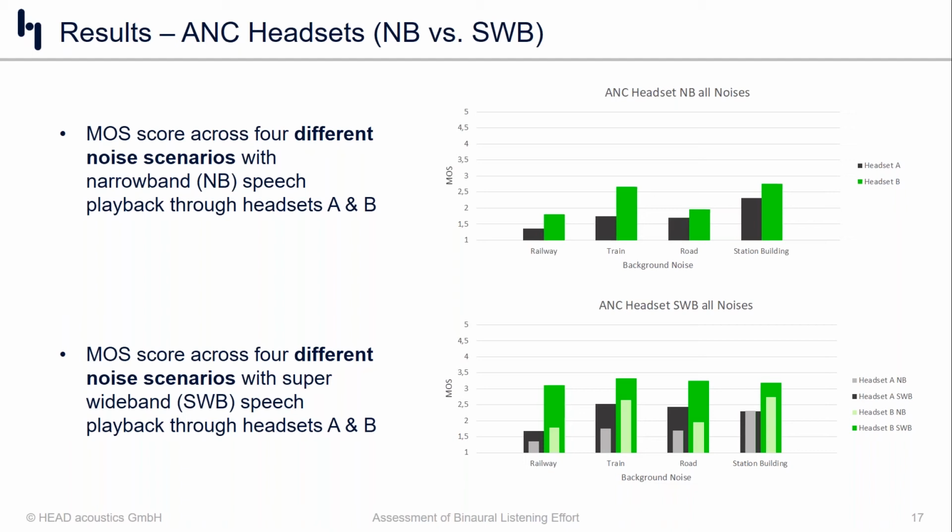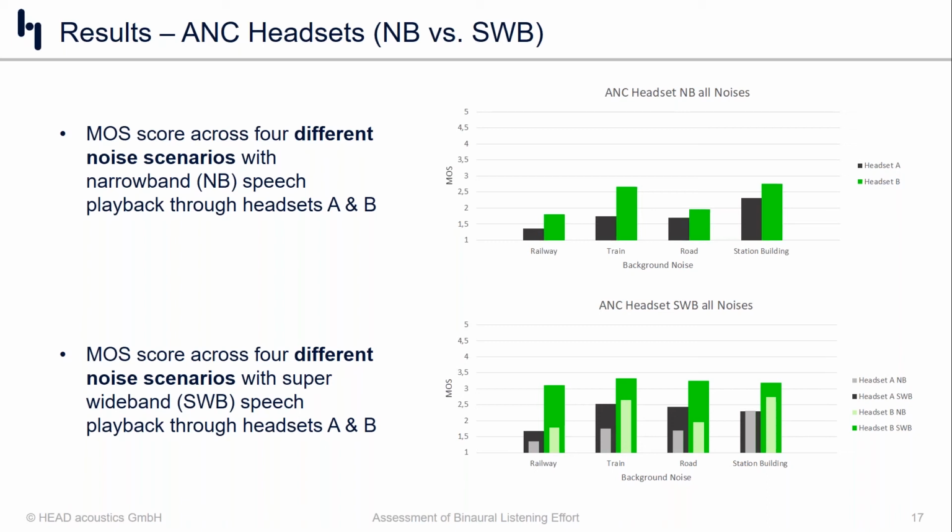And so when we start to look at these results for our ANC headsets, we can first of all do multiple noise scenarios. We've chosen 4 different noise scenarios here. And we can start to look at the objective magnitude of the listening effort, as well as how they compare between A and B, and we can start to benchmark the headsets.